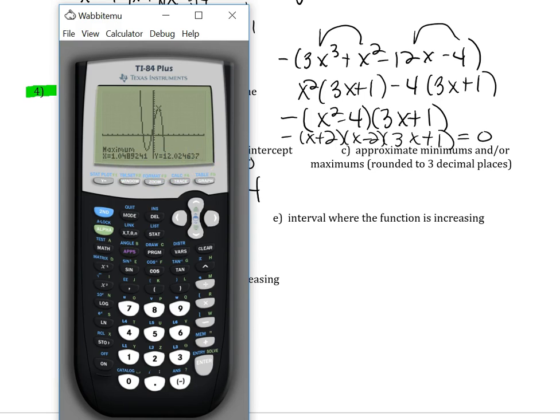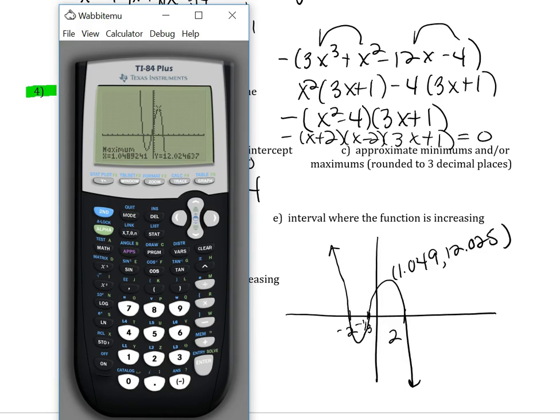One second. Trying to keep my videos short, so I just paused it so that I could sketch this out. You'll see that I actually included the zeros because I found those algebraically: negative 2, negative 1/3, and 2. All right, I'm going to go ahead and find this minimum now. Okay, so I'm just going to write that down. Okay, and so I've labeled this. So now I actually have everything I need to go ahead and answer my questions.